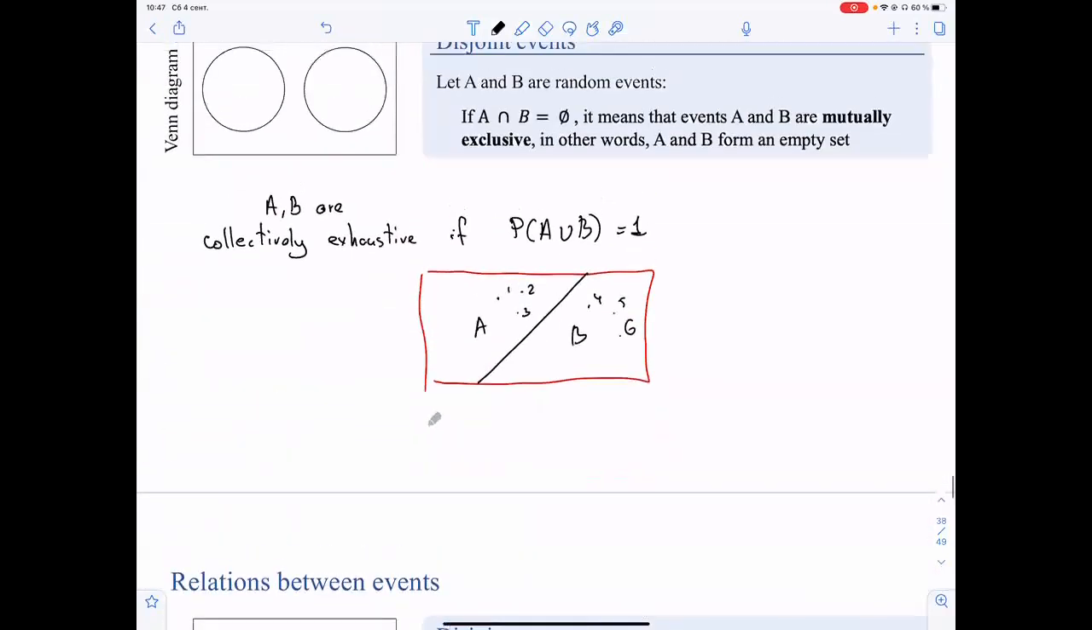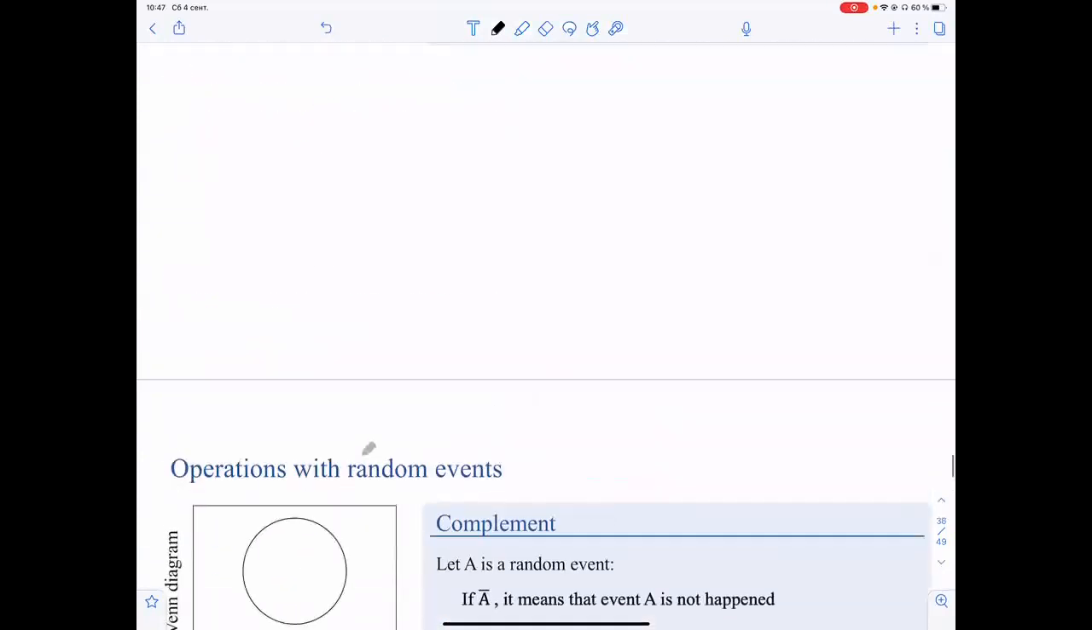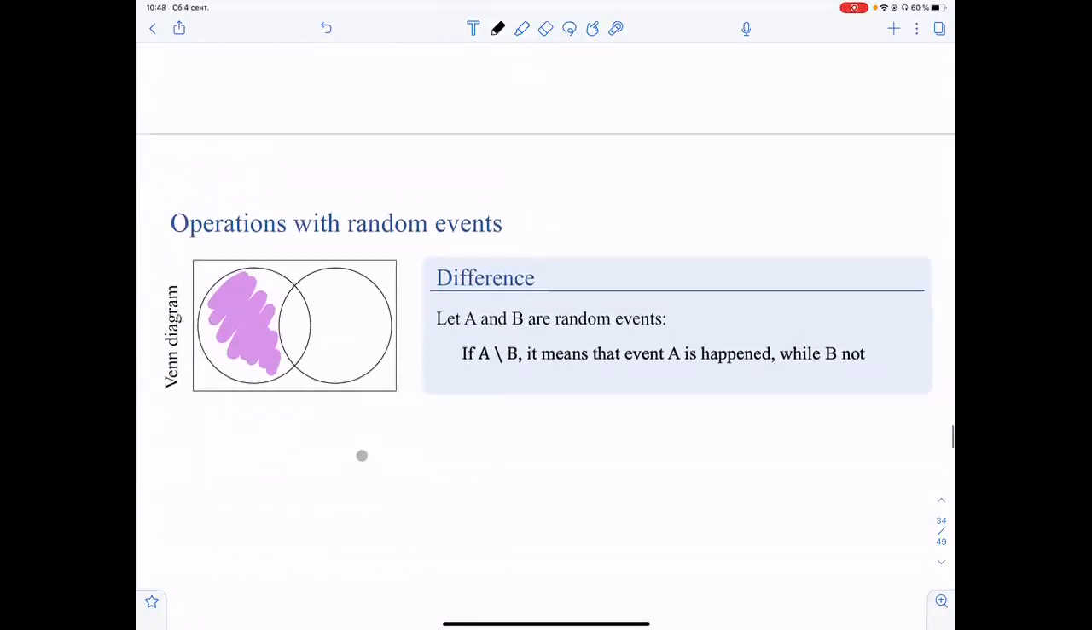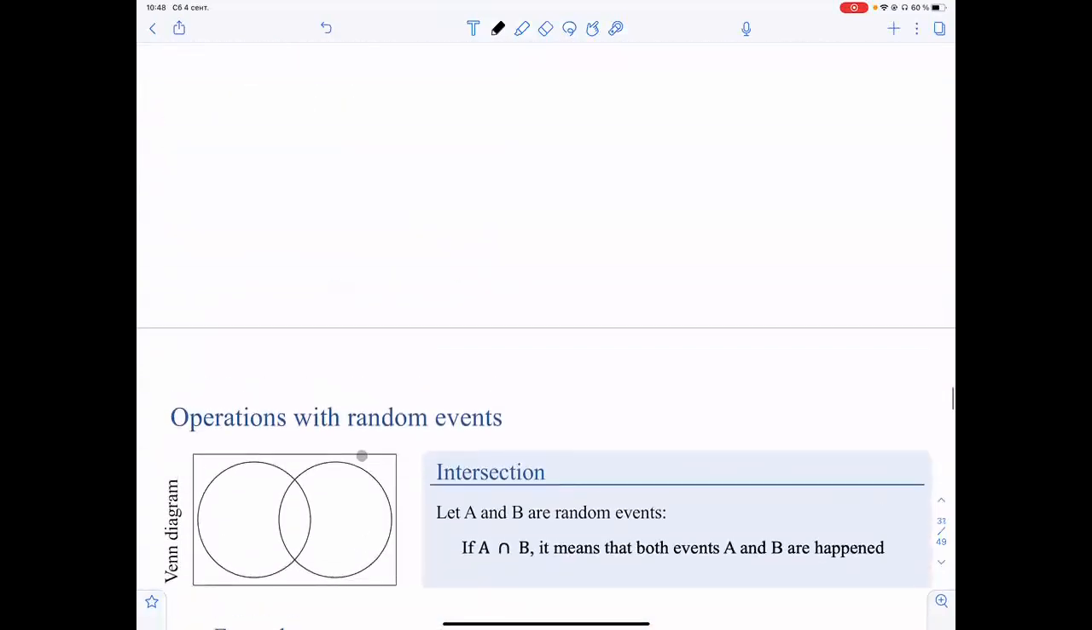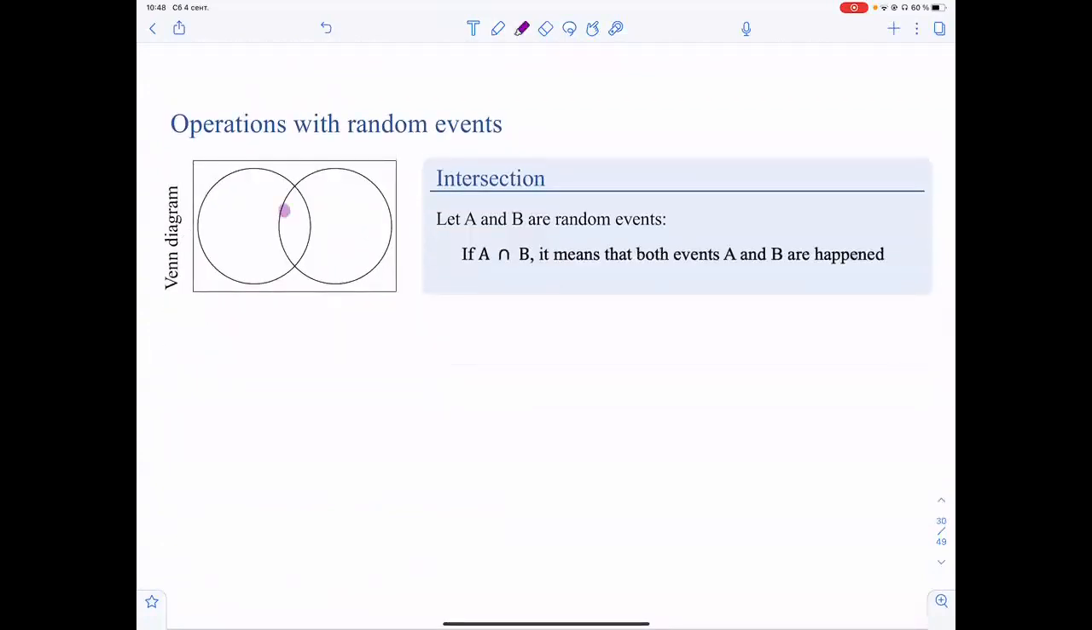I'm sorry, can you please show the intersection once again? The intersection, so it was a union, and here it is. We have two events. Here's event A, here's event B, and the purple region is their intersection. Any outcome located inside the intersection is a part of set A and a part of event B. And if it happens, then A happened and B happened simultaneously.